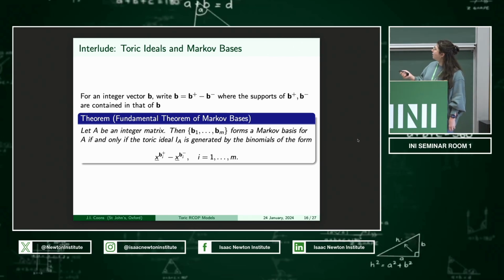So I take the positive part and the negative part of each of these Markov basis elements, and I put them as the two exponents on either side of my binomial, and this needs to generate my toric ideal.